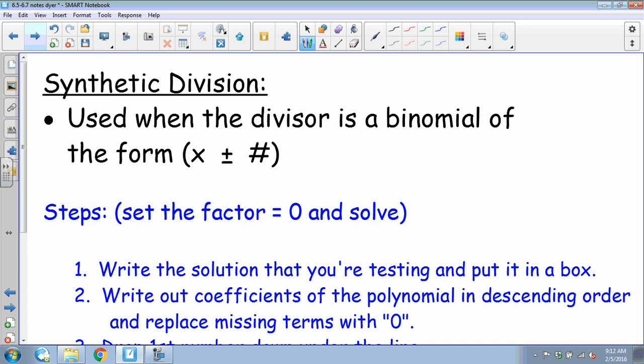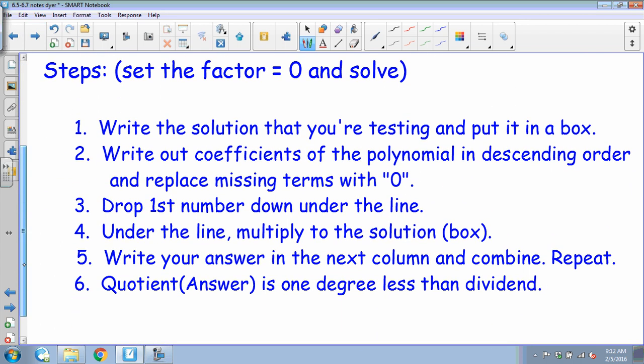Okay, so you should have written all this down last night. Here are the steps. Set the factor equal to 0 and solve. So what does that mean? If we're dividing by x plus 3, we want to know what is the solution of that factor. So x plus 3 equals 0, so x equals negative 3, right? So figure out what the solution is.